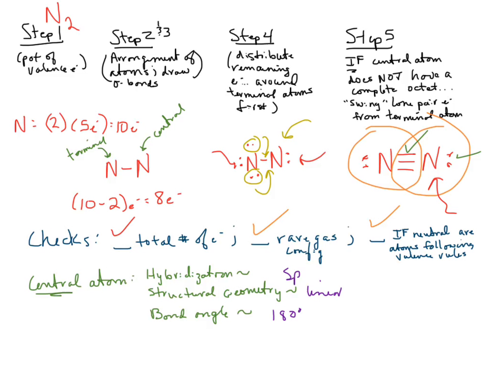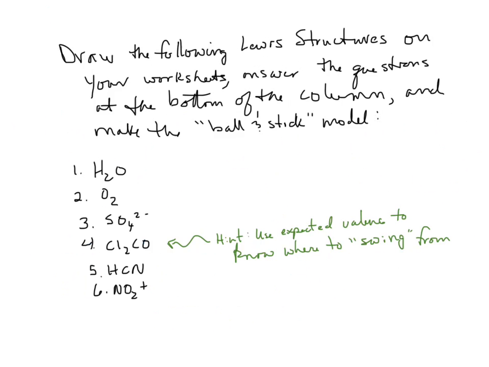So go ahead and make that molecule part of your ticket out of here. Here's a list of 6, and I'll leave this up here for a little bit, but what you might want to do is take 6 columns. In the top box, write H2O, O2, SO4 2 minus, Cl2CO, HCN, and NO2 plus. Those are your 6 that you need to do, and I need to take a look at your worksheets before you do that.